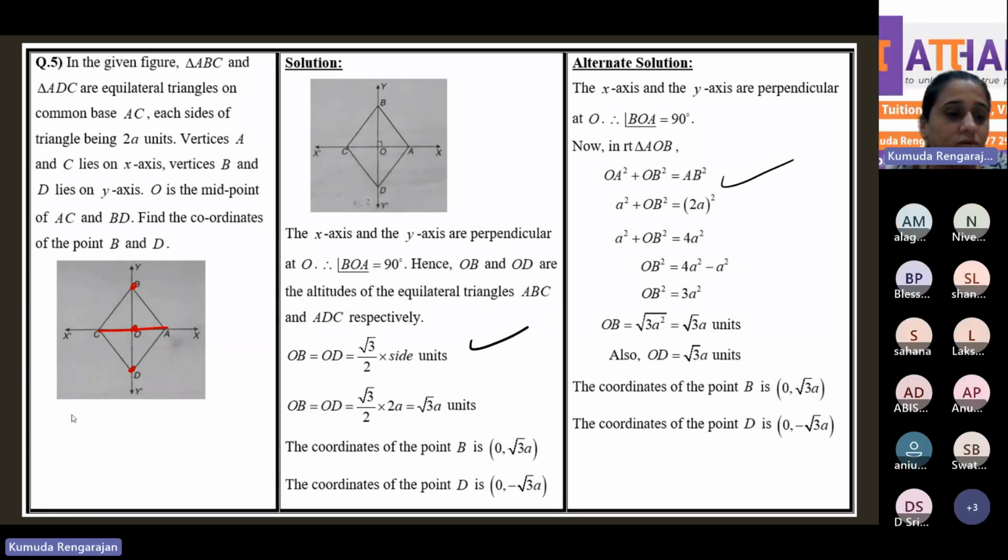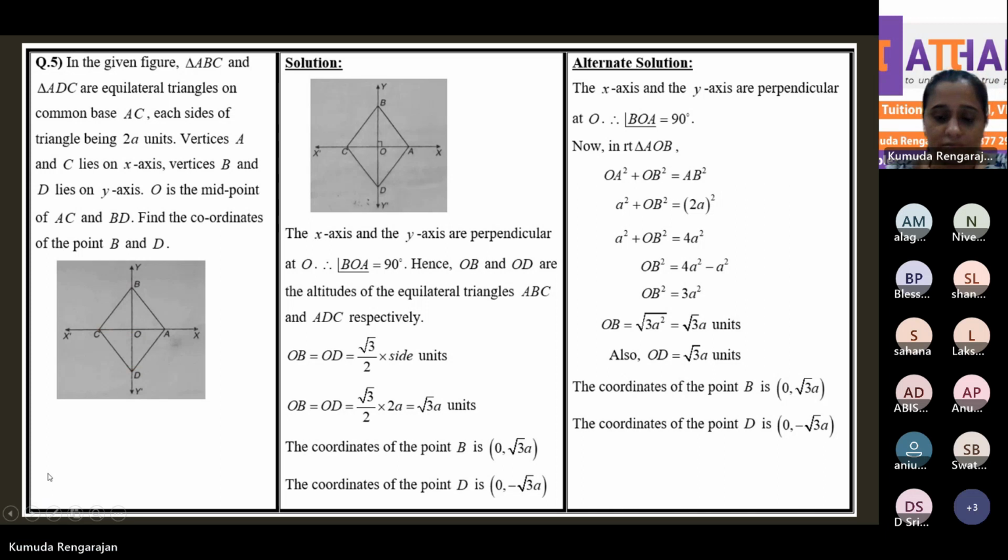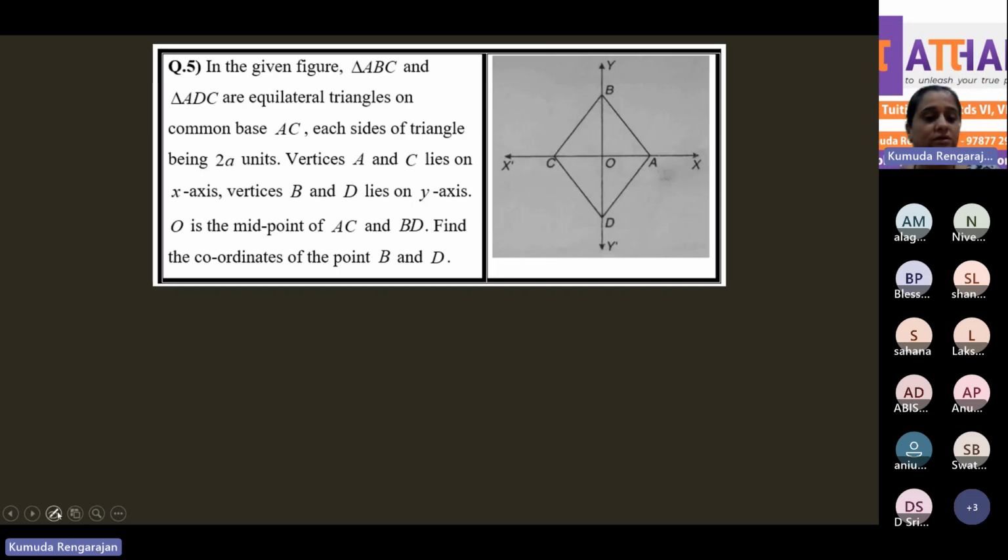So the other method you see is by using the formula to find the altitude of an equilateral triangle. You can do that also. Our intention is to find the length of the line segment OB. Supposing this length is 7 units, then this marking is 7 and this marking is minus 7.